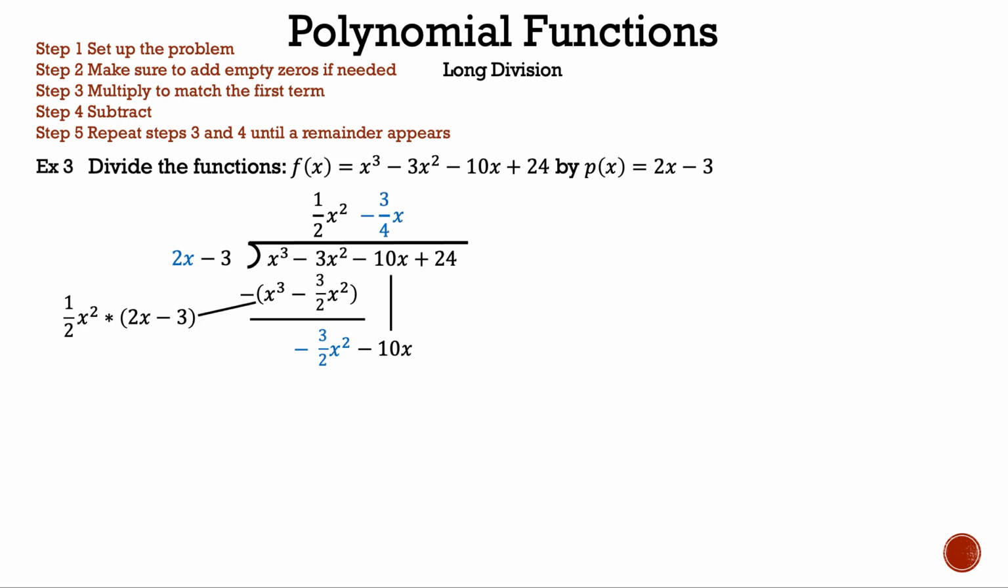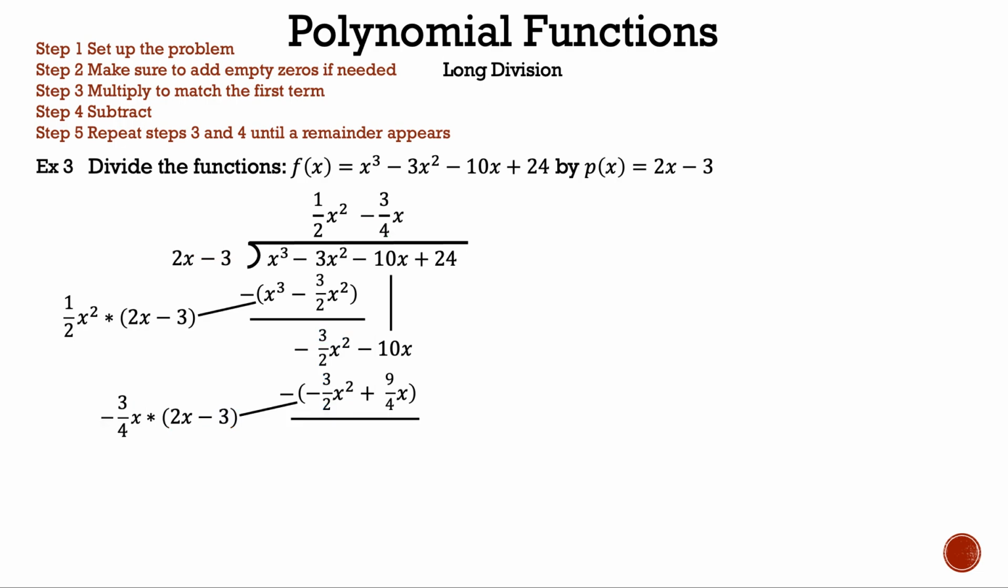That is correct, negative 3/4 x. Make sure to put negative 3/4 x above the same degree as our dividend. So now we need to multiply negative 3/4 x and the quantity of 2x minus 3, and the result, negative 3/2 x squared plus 9/4 x, goes under the negative 3/2 x squared minus 10x. Now we subtract.